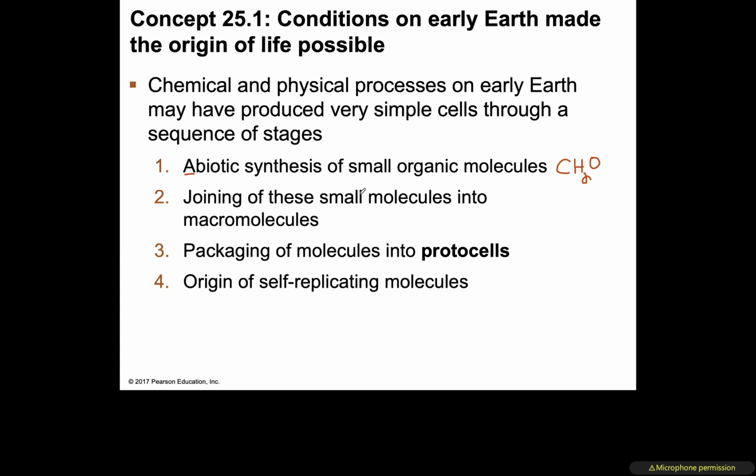Number two, the joining of these molecules into macromolecules. There's the precursor; let's multiply that by 6, and you have yourself a C6H12O6. This right here is a glucose macromolecule.